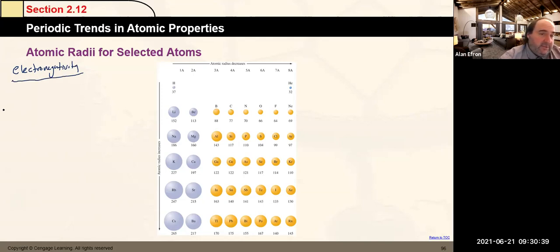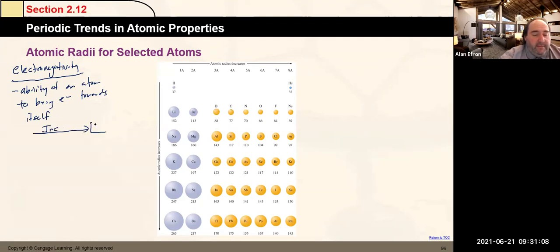Electronegativity is different than electron affinity. Electron affinity is talking about the energy change that occurs when somebody gains an electron. Electronegativity is the ability of an atom to bring electrons towards itself, or attract electrons towards itself. When we look at the periodic table, it increases as we go this way, with fluorine being the most electronegative element, and decreases as we go down.